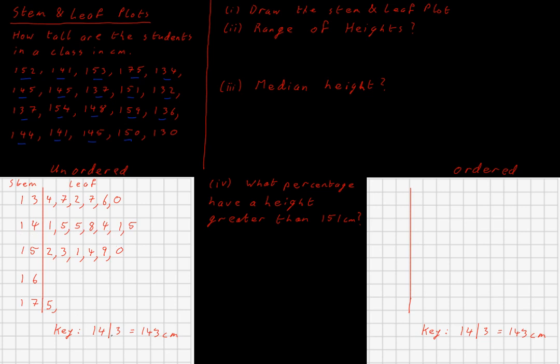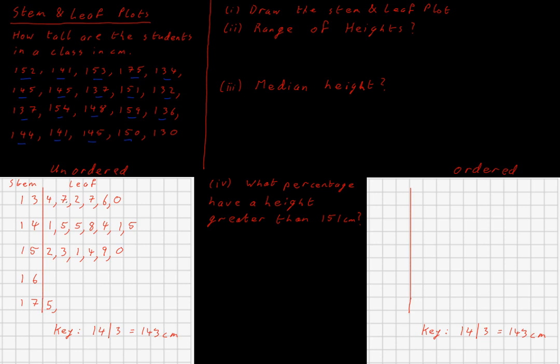And I have a little key in here that I must include in a stem and leaf plot to tell me exactly how to translate this from the stem and leaf plot back into the data set that I was given. So 14 in the stem and then 3 in the leaf means 143 centimeters. I lose a block of marks if this is not included. It must be included in both the unordered and the ordered version of my list.